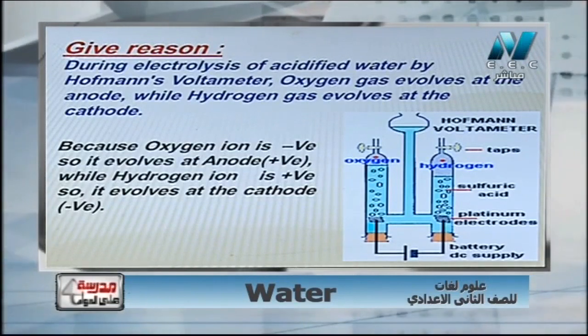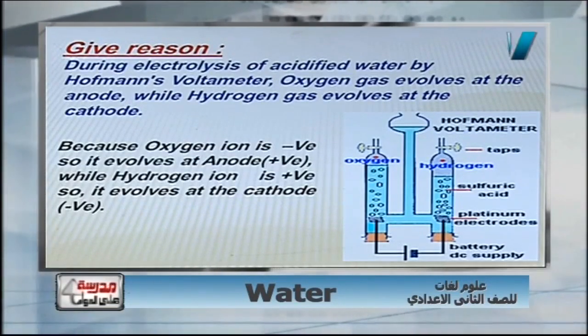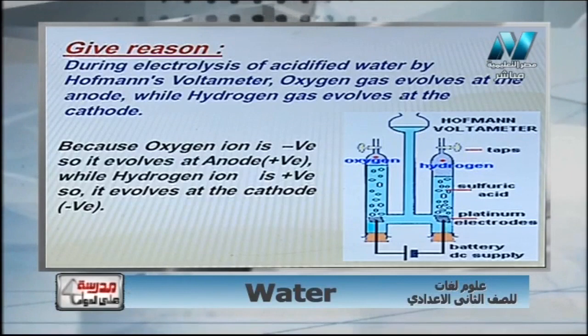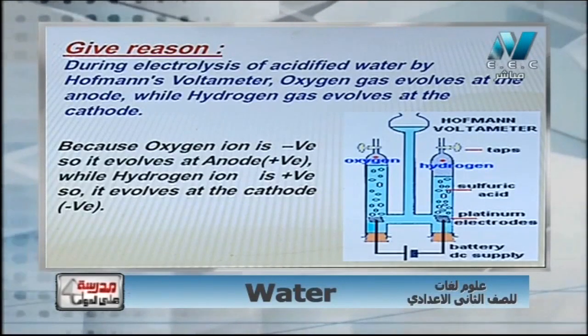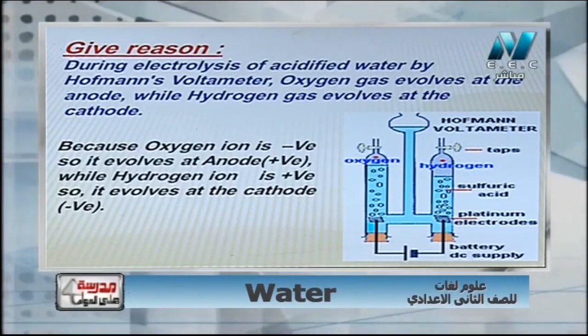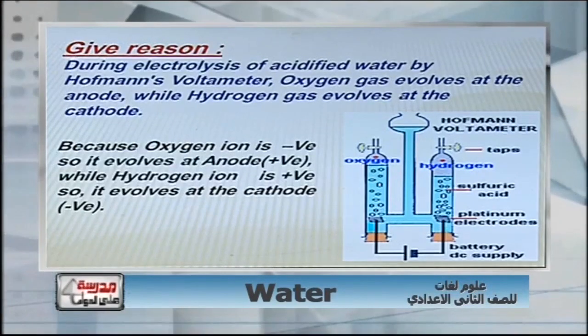And this diagram shows us the difference between oxygen and hydrogen in volume. The hydrogen is double the volume. The hydrogen is double the oxygen volume. Okay? Let's have a problem here.